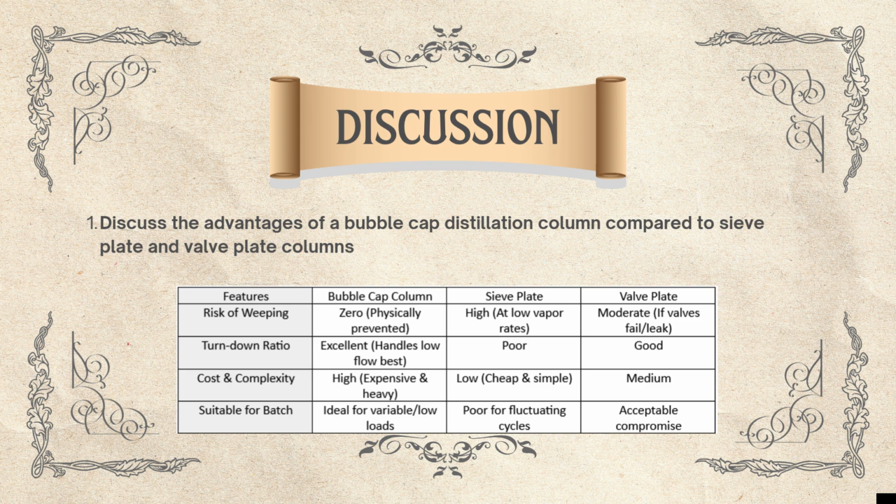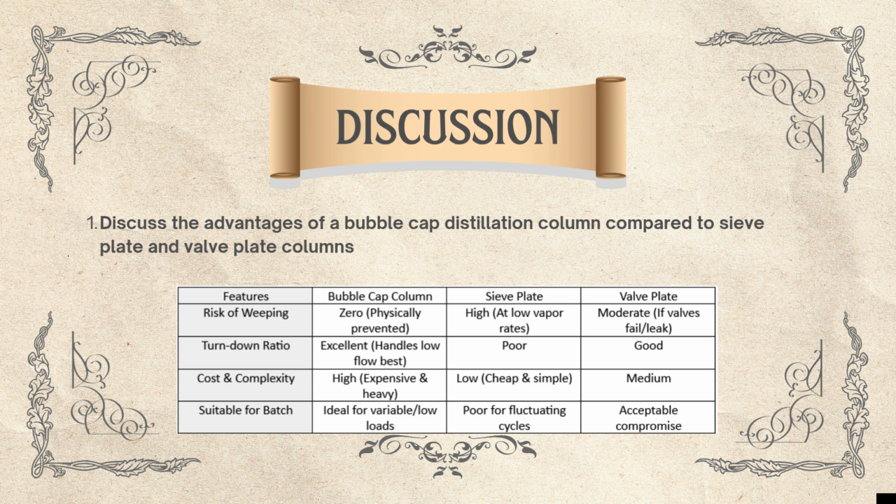This structural geometry grants bubble caps an excellent turndown ratio, giving them the operational flexibility to handle the continuously depleting vapor loads of a batch cycle efficiently, compared to the poor, narrow operating range of sieve plates and the moderate flexibility of valve plates.